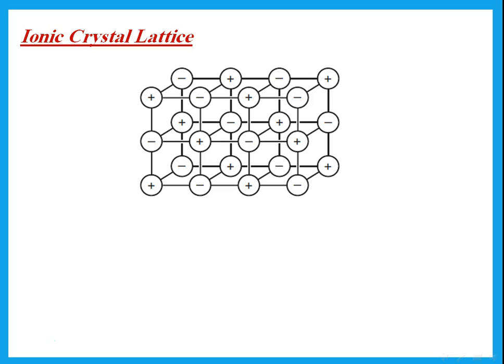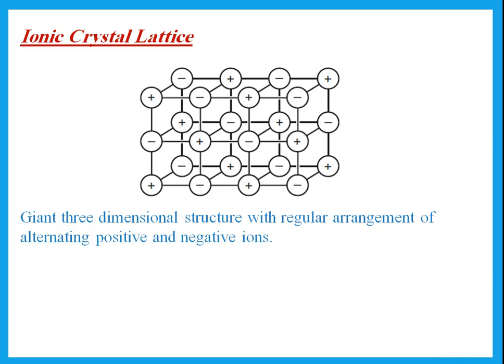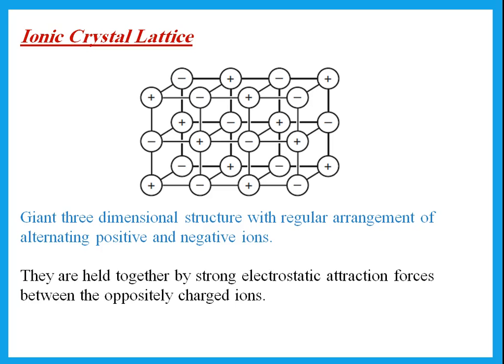So, ionic crystal lattice, remember we said it looks like this, a regular three-dimensional arrangement of alternating positive and negative ions. And this has a high melting point because they are held by strong electrostatic attraction forces between the oppositely charged ions.